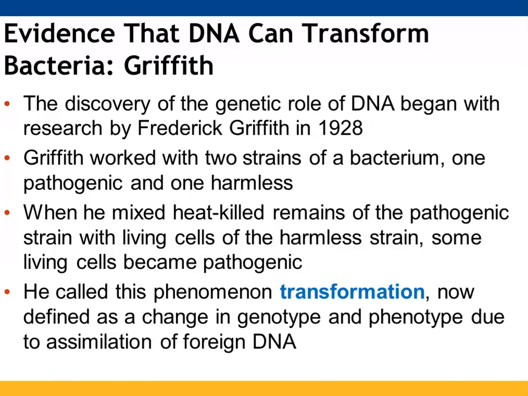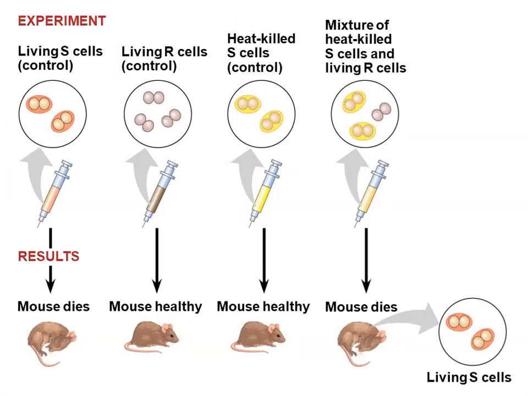Griffith worked with a pathogenic or virulent strain and an avirulent strain that was harmless. And he mixed heat-killed remains of the pathogenic strain with living cells of a harmless strain. And it caused those living cells to be transformed and, instead of being harmless, being harmful. That transformation is what he described that phenomenon as, which was basically a change in your genotype or phenotype due to the assimilation, taking in, of foreign DNA.